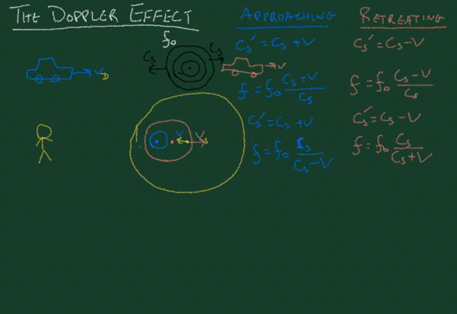So for example, let's say the source is moving to the right, the detector is moving to the left, so they're both moving towards each other. Okay? In this case, the frequency that the detector hears is the frequency emitted times the speed of sound plus the velocity of the detector divided by the speed of sound minus the speed of the source.